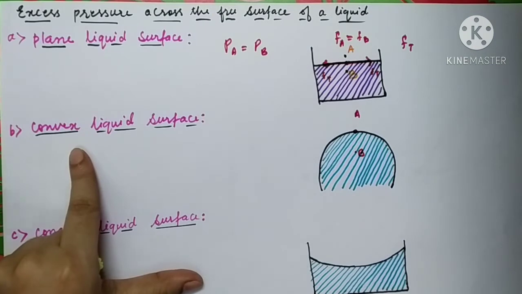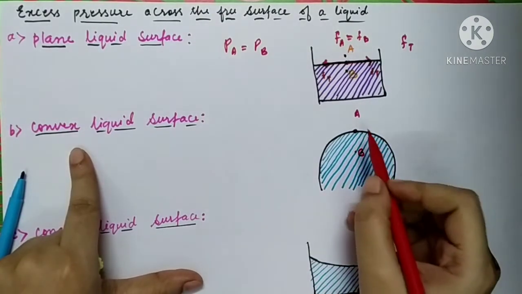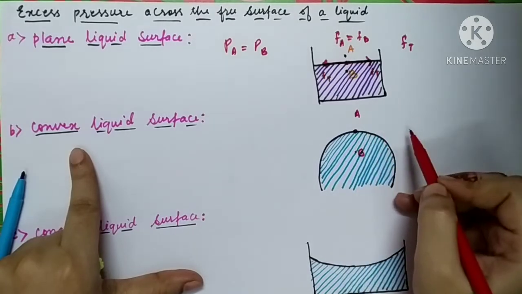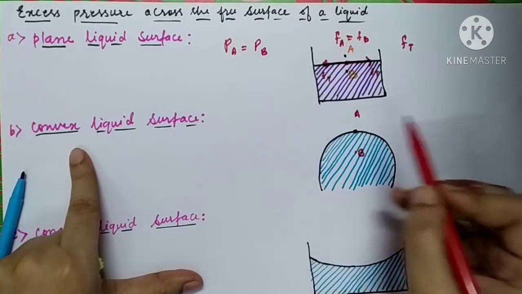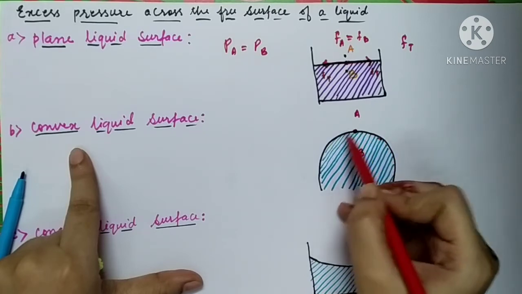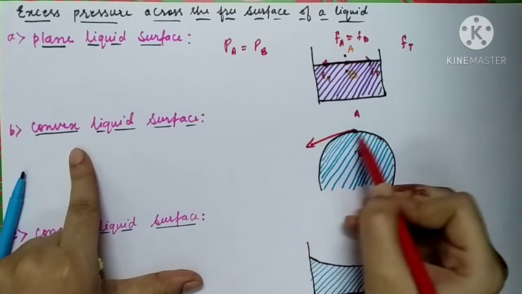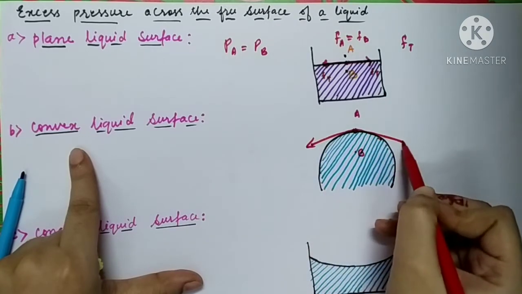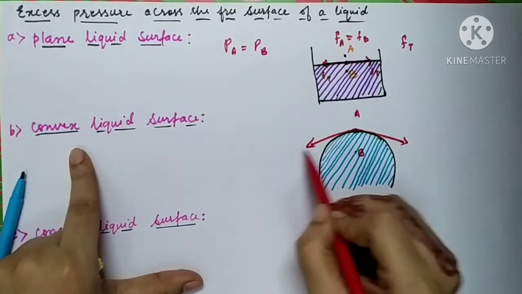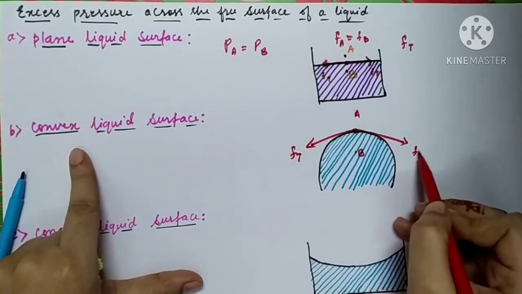We all know that forces due to surface tension will come into account and these forces will always be tangential to the liquid surface. So here we have the liquid surface, which is slightly inclined. The forces due to surface tension will be directed tangential to the liquid surface. These are the forces due to surface tension, Ft.